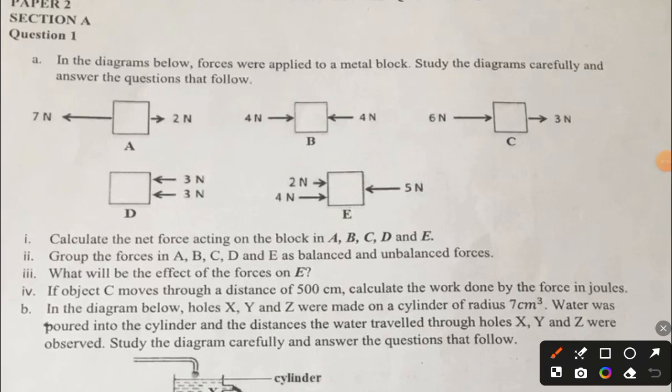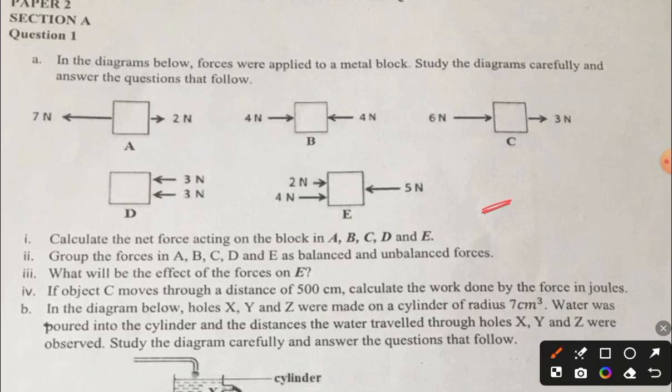Alright, so we start with question 1a, and question 1a has to do with forces, balanced and unbalanced forces. Now, if you've never met this before, it's very simple. Look at the forces that are going in the same direction and forces that are going in opposite directions. When the forces are going in opposite directions, you subtract. When they are going in the same direction, you add.